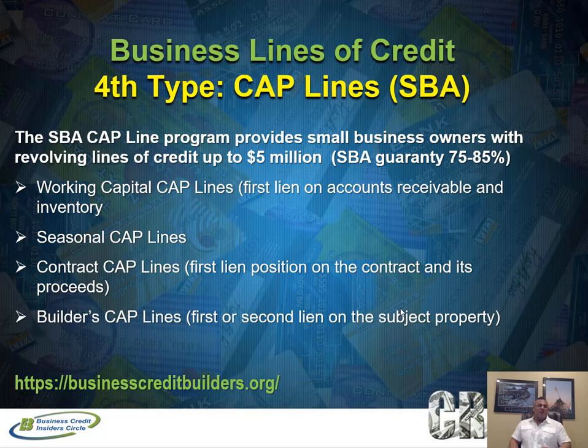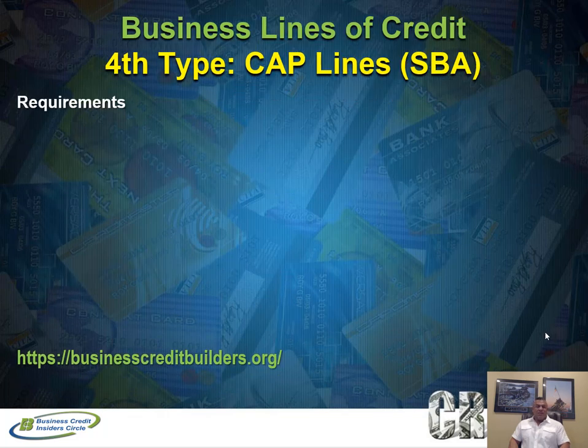So this is great for builders who are trying to do construction and they need a line of credit to finish their construction project. Again, the bank's going to want first or second lien position on the property that they're building. Okay, so this is another type of business line of credit that is available, and there are requirements.